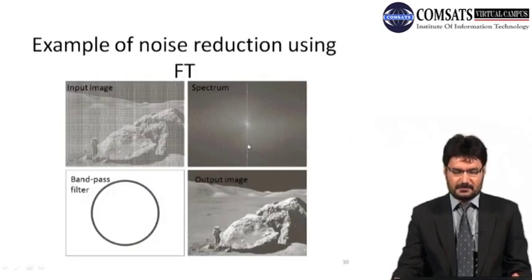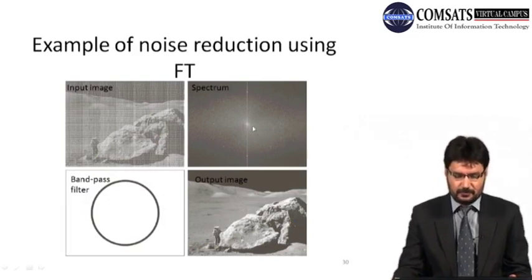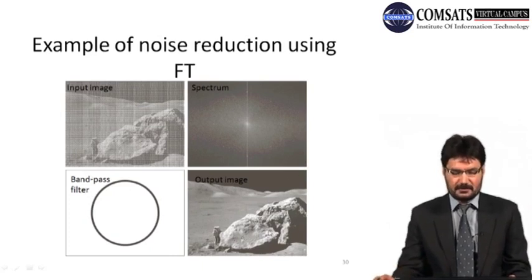So this is an example of noise reduction using the Fourier transform. This is the original image, and we apply the Fourier transform. So we identify the change in the intensity values, and then we take these values and apply them using a band pass filter, and after we apply this transformation, we have the image with the noise removed.